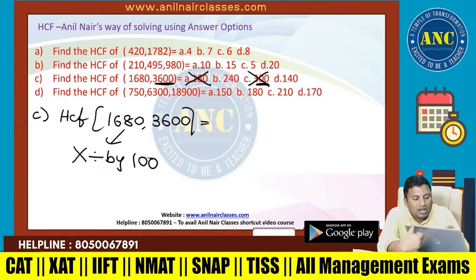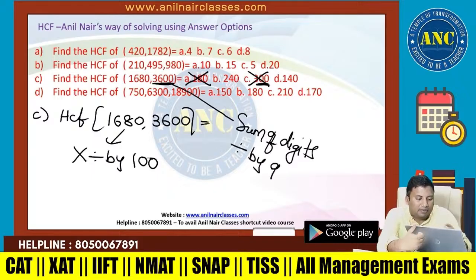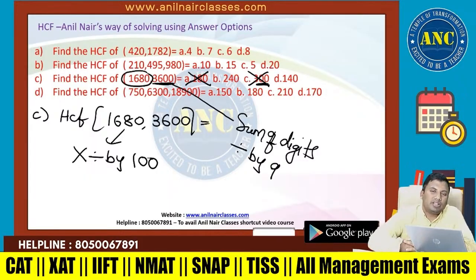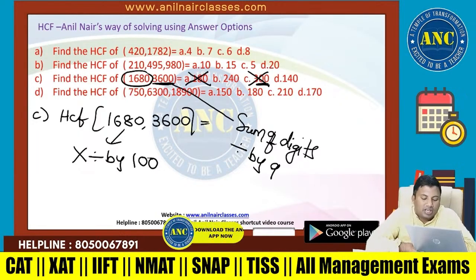Option A is incorrect. Why? Because 3600 is divisible by 9. Why is it divisible by 9? The sum of the digits is divisible by 9. The digital sum of 3600 is 9. But 1680, what is the digital sum? 1 plus 6, 7. 7 plus 8, 15. The digital sum of 15 is not 9. Option A and option C are ruled out.